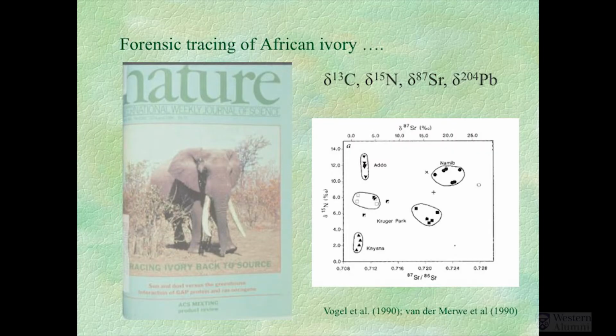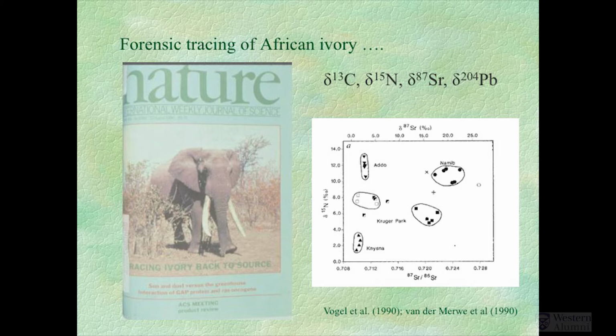So they had the whole data based on the maturity of these whales was totally wrong, and he was able to show that in this elegant kind of way. Africa, elephant ivory. This is nothing new. Chemists have done this for years. These are strontium isotope ratios and nitrogen isotope ratios.